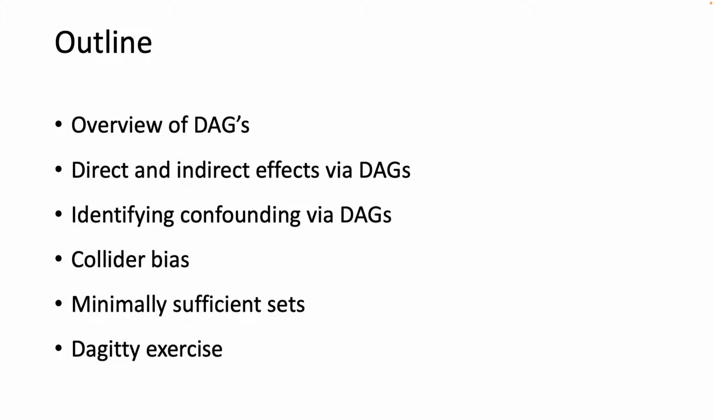So an overview of what we're going to talk about is we're just going to cover an overview of DAGs, so the different components and some of the terminology. We're going to discuss direct and indirect effects and how to identify confounding and collider bias in DAGs, and the minimally sufficient set necessary to control confounding without necessarily controlling all confounders.